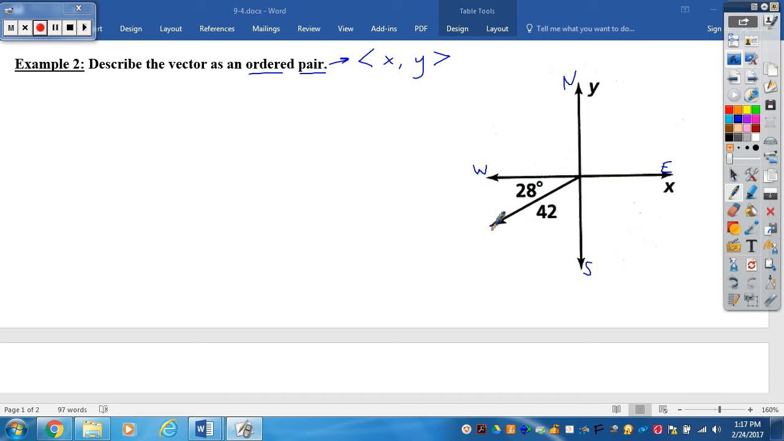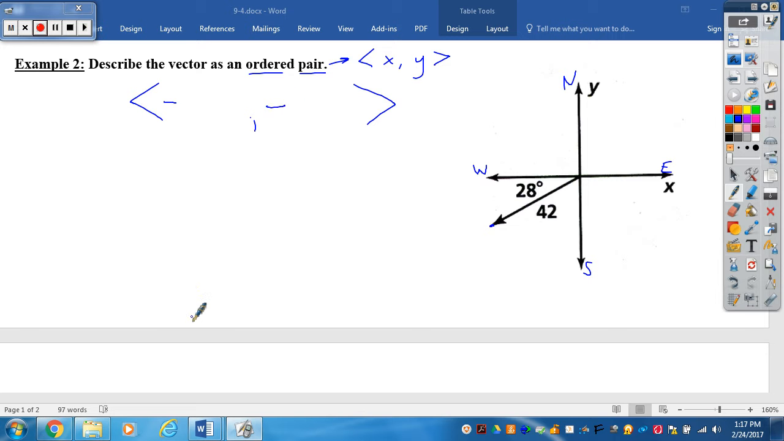To describe this vector as an ordered pair, at the tip of our arrow is actually the point that we would like to find here. It's the x and y value, okay? So before I get going, I know that my ordered pair, being in the third quadrant, is going to have a negative x value and a negative y value, okay?